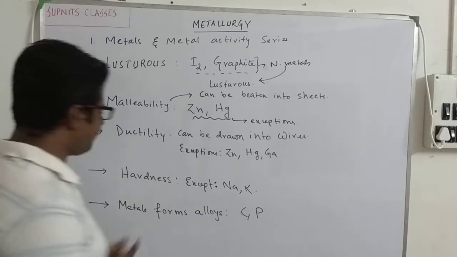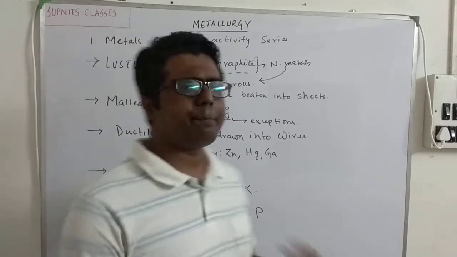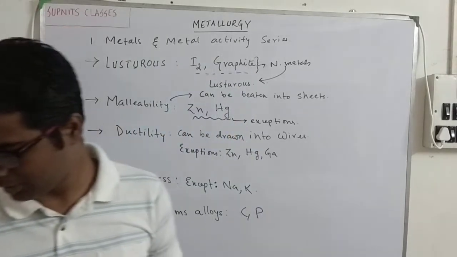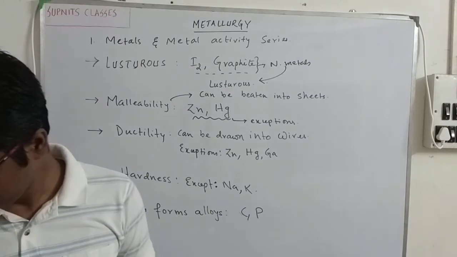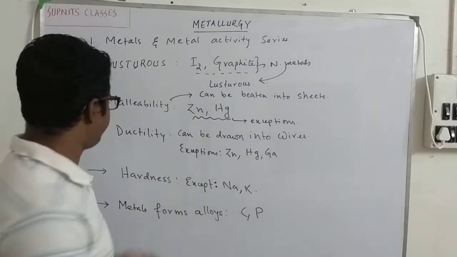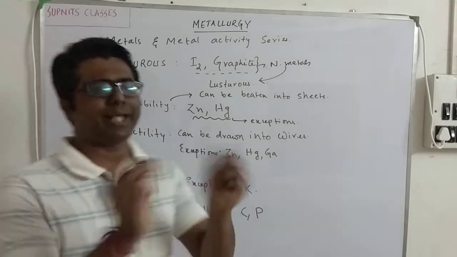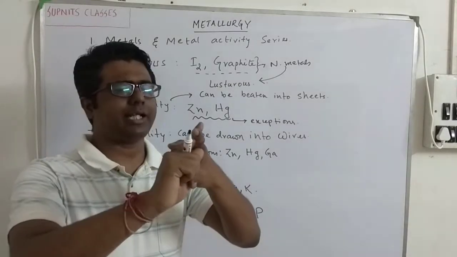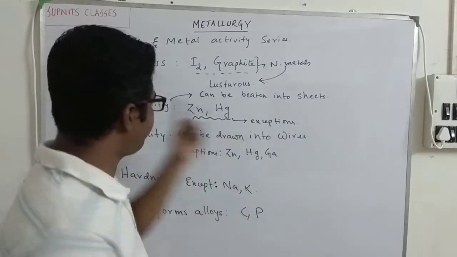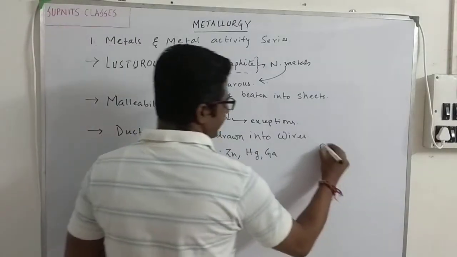If anybody asks you, name a brittle metal, then what should you say? Brittle metal. What is brittleness? Brittleness is it breaks. So it cannot be ductile, it cannot be malleable. So the brittle metal you can write over here.